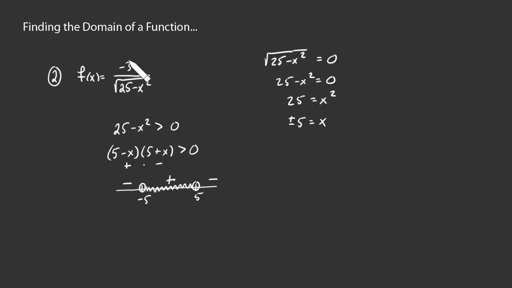So for this to be defined and real, we need to be in this interval from -5 to 5, and we can't actually be -5 or 5. So our interval is then -5 to 5 with parentheses on both ends to indicate we're not including those endpoints. That's the domain. And we're done.